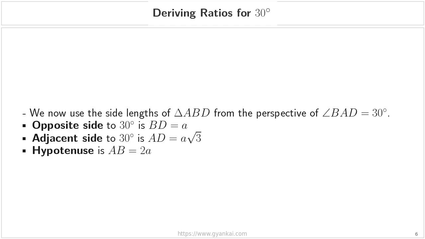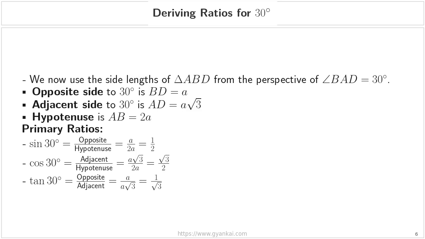Looking at our triangle ABD, the side opposite to our 30° angle is BD, which we know has a length of a. The side adjacent to the 30° angle is the altitude we just solved for, AD, which is a times the square root of 3. Finally, our hypotenuse is the original side of our equilateral triangle, AB, which is 2a. With these lengths identified, we can now derive the primary trigonometric ratios.